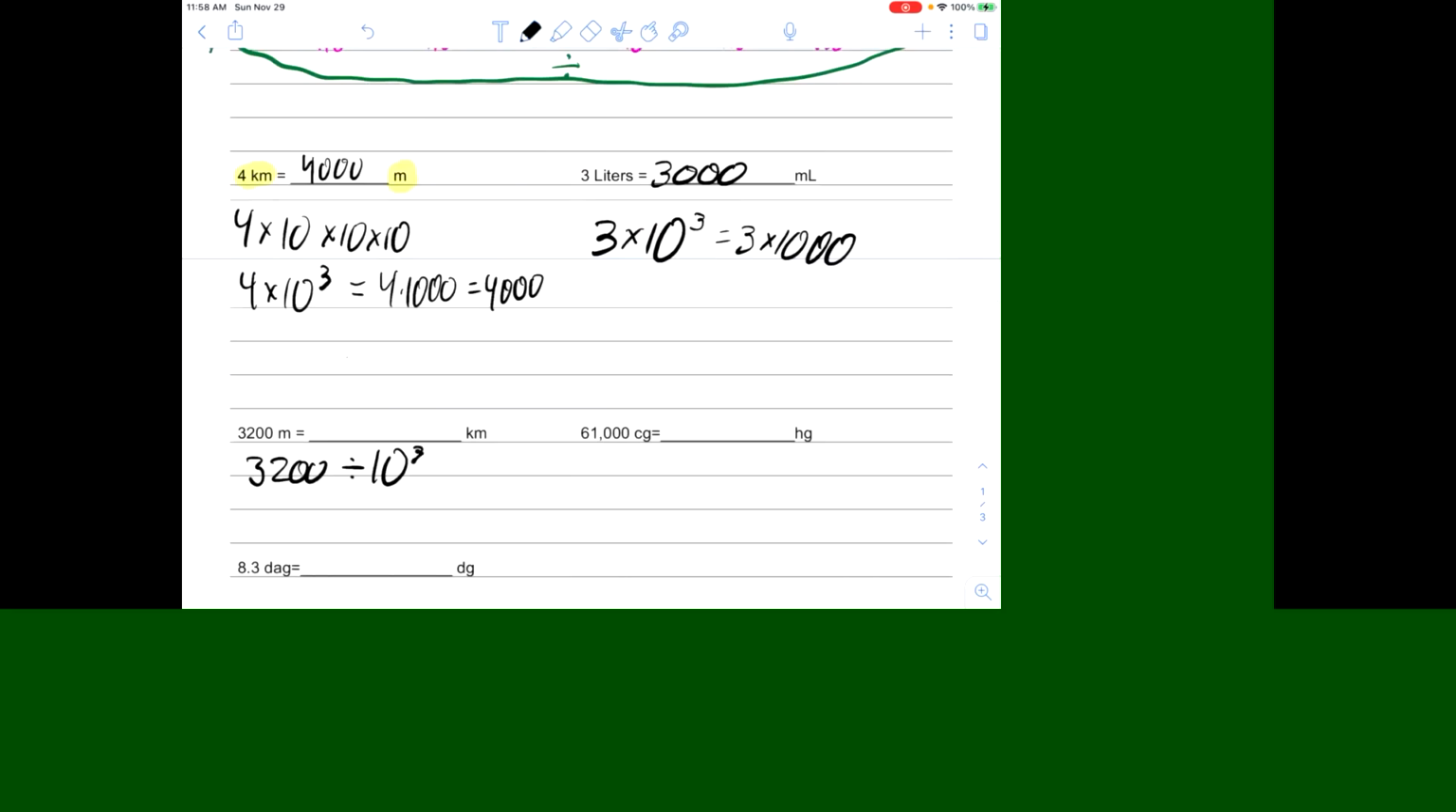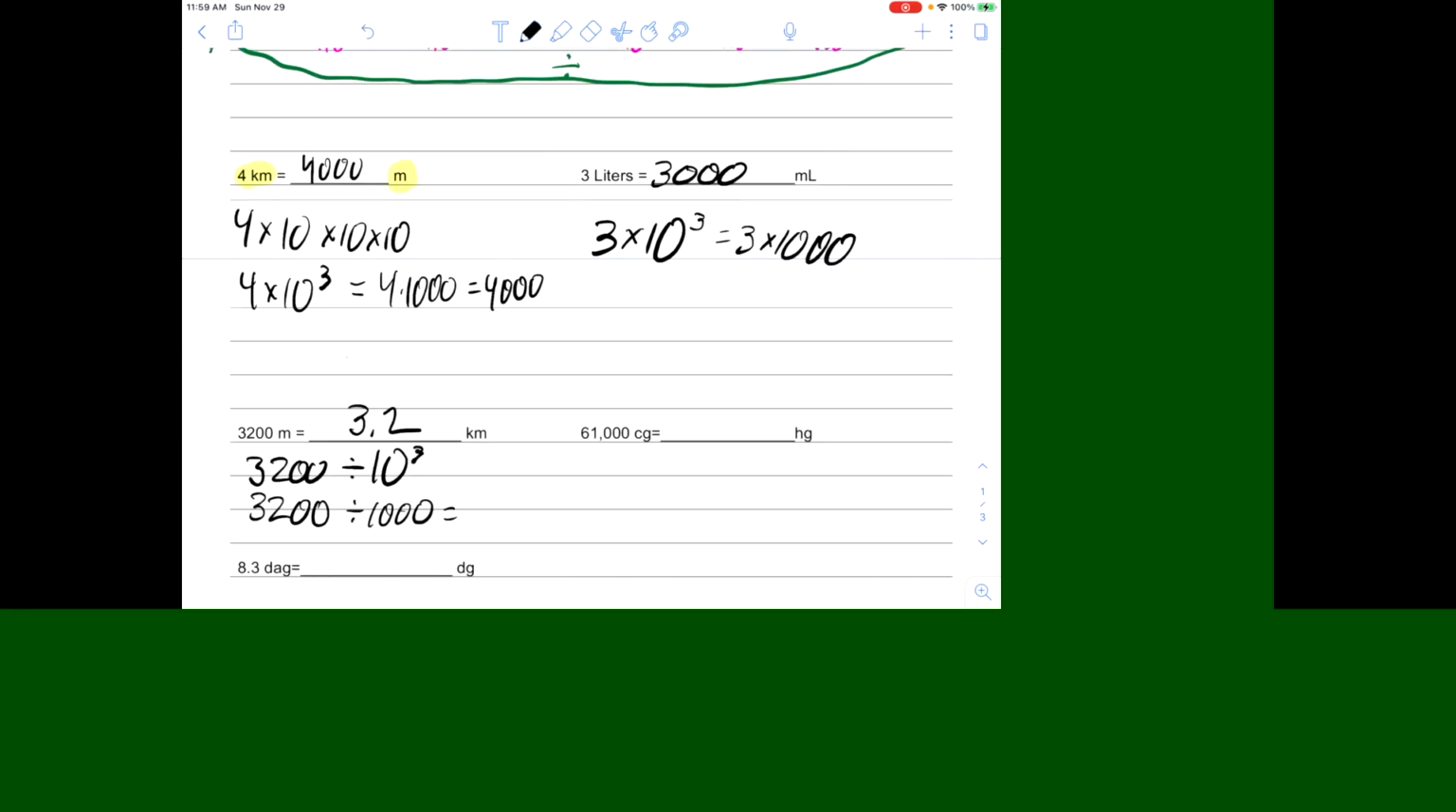So every single time we're doing this, the first thing we do is we figure out if we're multiplying or dividing. Then our number is always 10, and we just have to figure out what power. So you have 3,200 divided by 1,000. And if I do that on my calculator, I get 3.2.